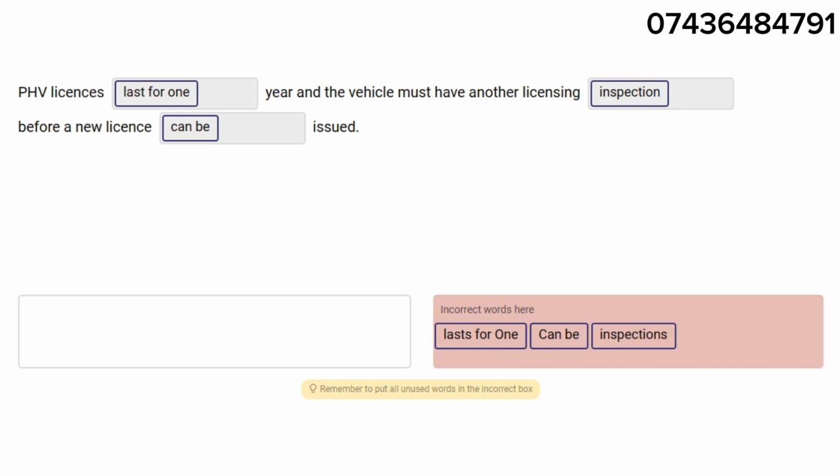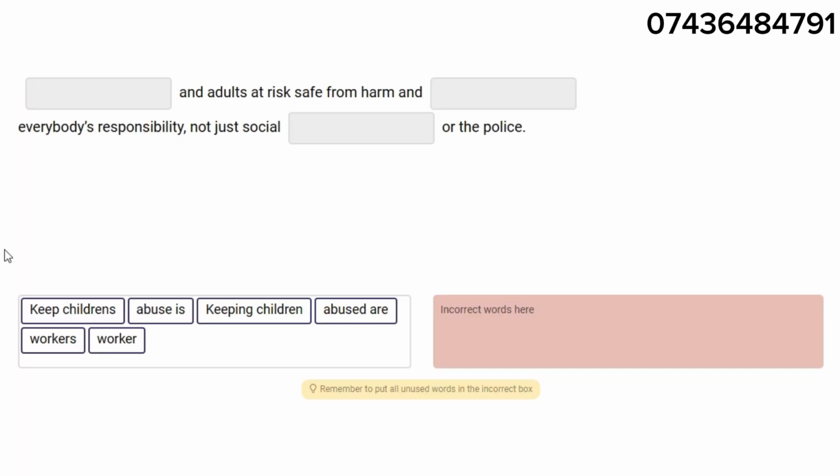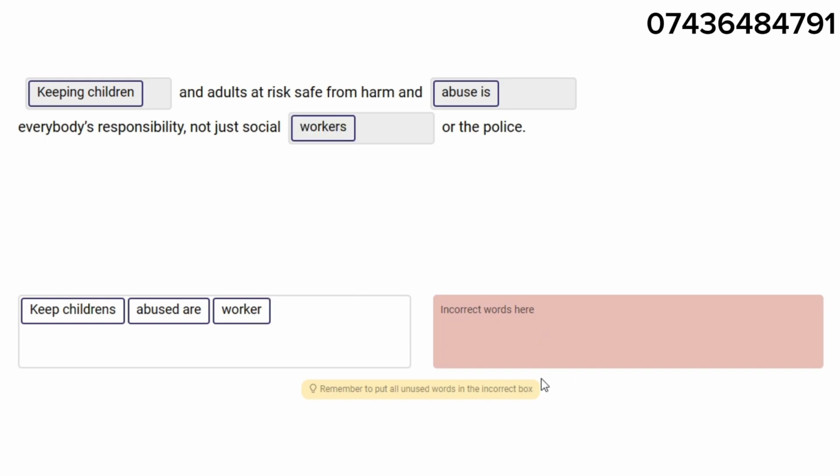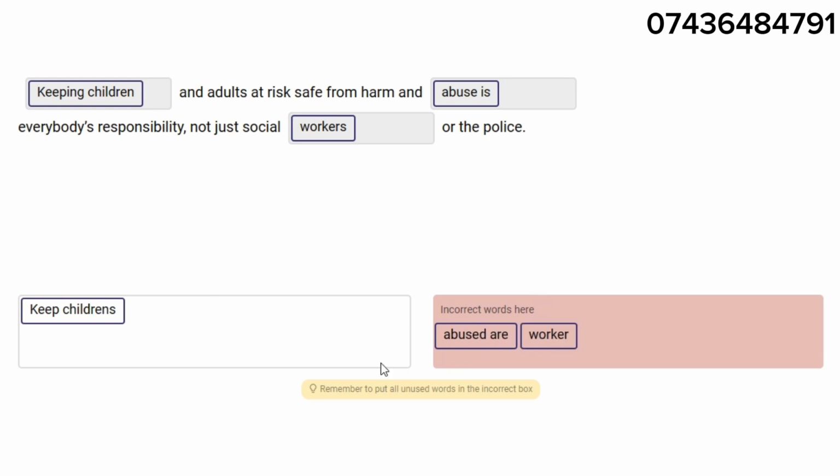Okay, the next question. In this case, the answer will be keeping children's and adults at risk from harm and abuse is everyone's responsibility, not just social workers. It will be workers, because it's plural. I will do this as well, because if I do not do this, the answer will be incorrect.